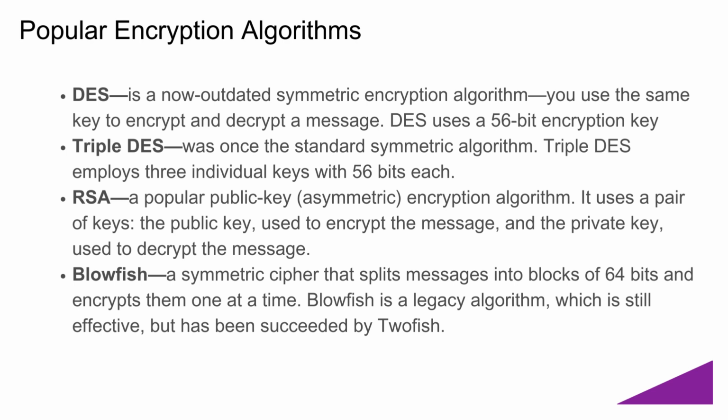And then we have RSA, a popular public key asymmetric encryption algorithm. It uses a pair of keys, the public key used to encrypt the message and the private key used to decrypt the message. And then we have Blowfish. It's a symmetric cipher that splits messages into blocks of 64 bits and encrypts them one at a time. Blowfish is a legacy algorithm which is still effective.